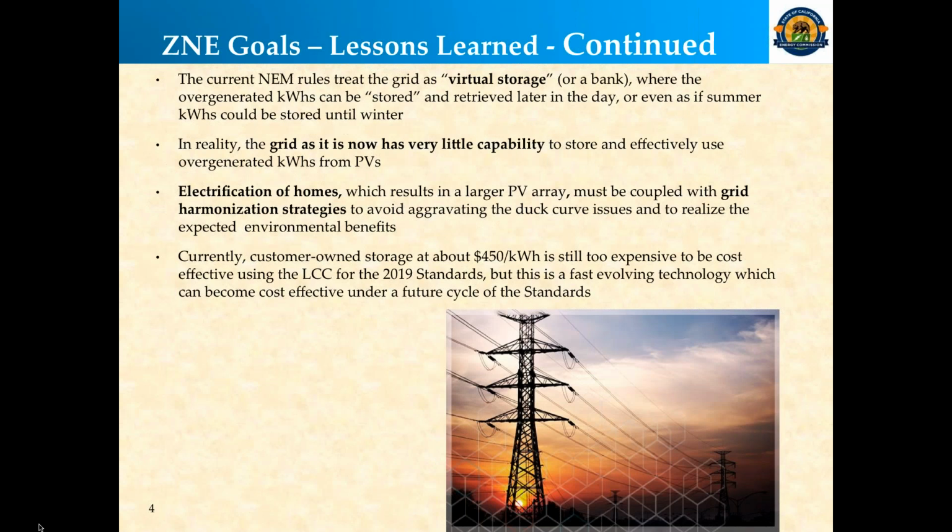So, as I said, lesson learned. If you saw Moz give this presentation where he repeated over and over again, the grid is not storage. The grid does not have the ability to store energy, and that was a misconception some people had, that if you over-generate from a behind-the-meter PV system, the energy would go out there and be available to you later in the day.